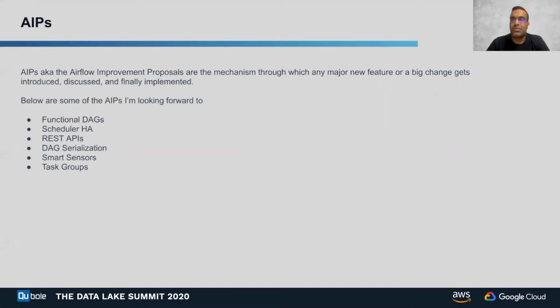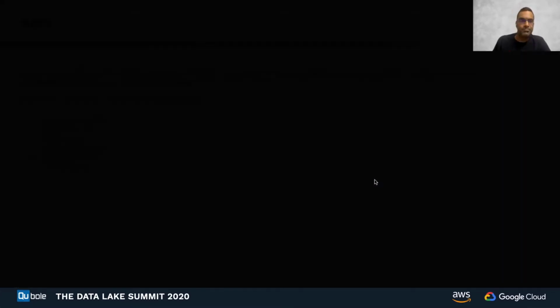And there are lots of AIPs in progress right now, but there are a couple of AIPs I'm actually pretty much looking forward to. Some of them are already in the master of Airflow, but some of them are in very active development right now. So I'm just going to talk about a couple of AIPs like functional DAG, scheduler HA, REST API, DAG serialization, smart sensors, and task groups in small sections.